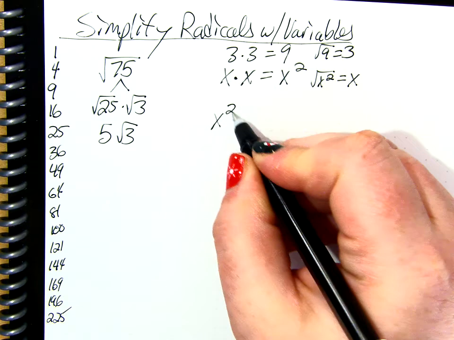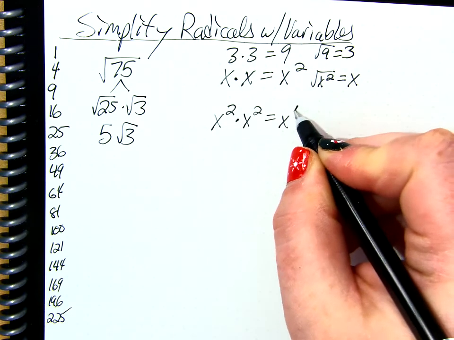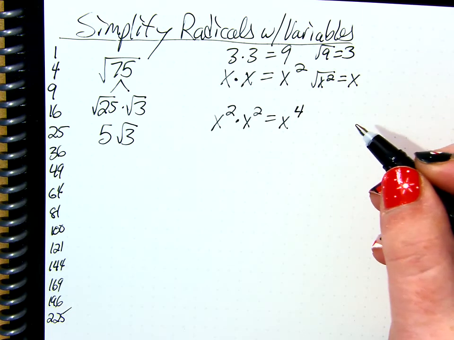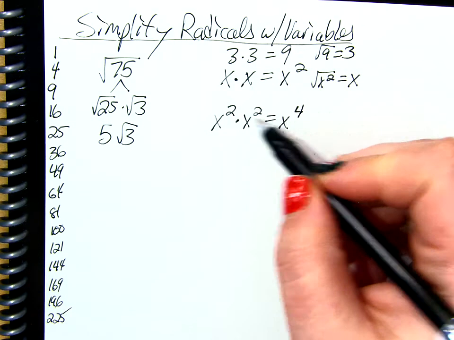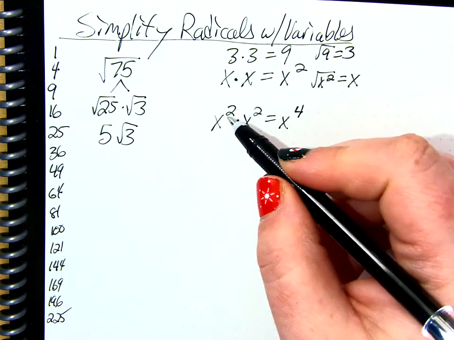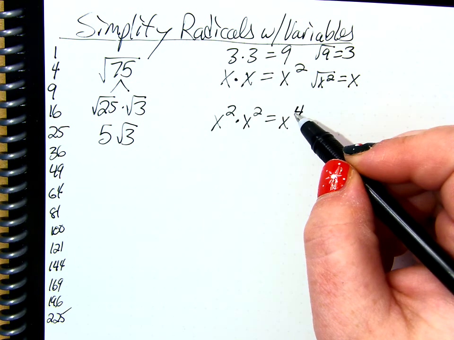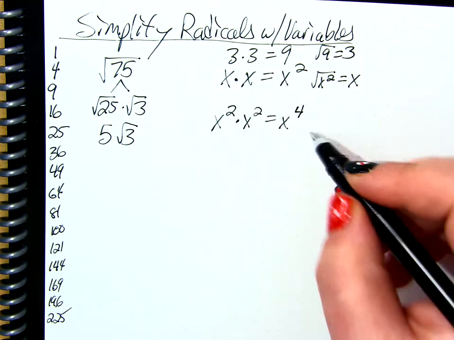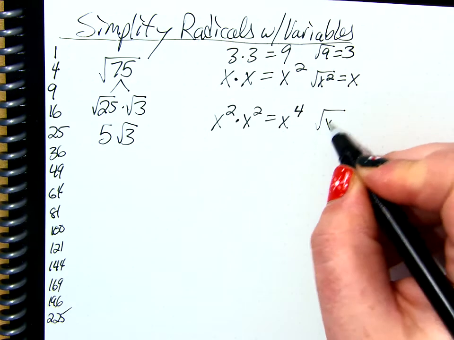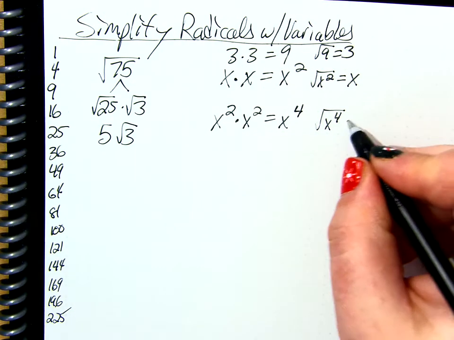Okay, so let's try this. What is x squared times x squared? X to the 4th, right? And I know this is a bad example because 2 times 2 is 4 and 2 plus 2 is 4. But what are you really doing with the exponents here? You're adding them. So 2 plus 2 gets me 4. So let's use that same logic. If I wanted the square root of x to the 4th, it's got to be x squared.